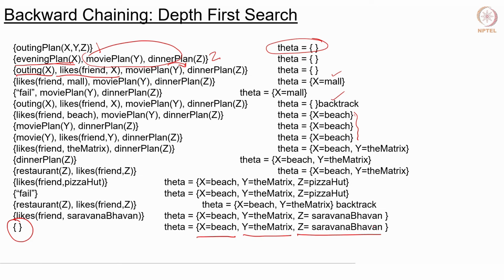So, not only have you shown that the statement, that there exists an xyz such that outing plan xyz is true, holds, logic programming and Prolog in particular will come back and say yes, x is the beach, y is the matrix, and z is Saravana Bhavan. So, this is showing the power of logical reasoning and showing that logic can be used for computation in general, for programming in particular.